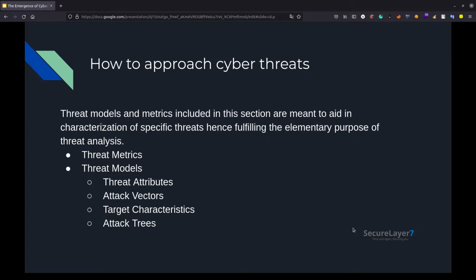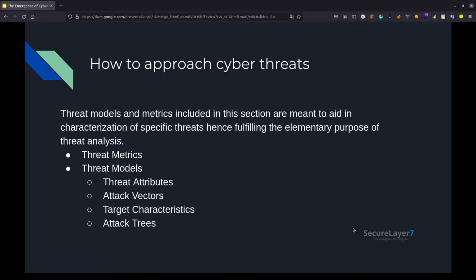So what is a threat attribute? It is an independent feature of a threat. Next, what is an attack vector? This is the path or route used by a threat to gain access to a system, network, or device, primarily to launch a cyber attack, plant malware, or gather relevant information.